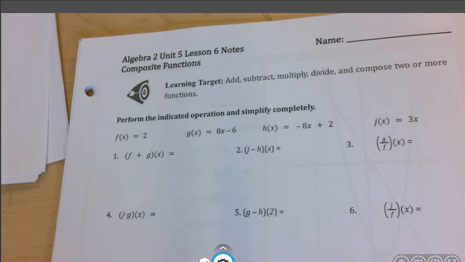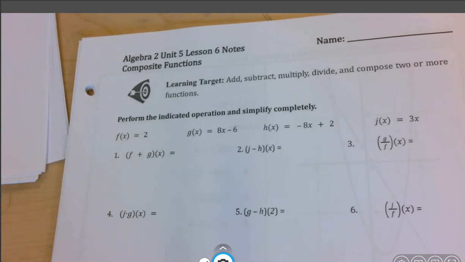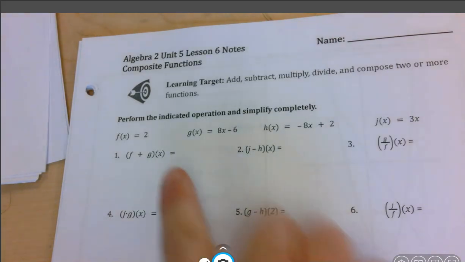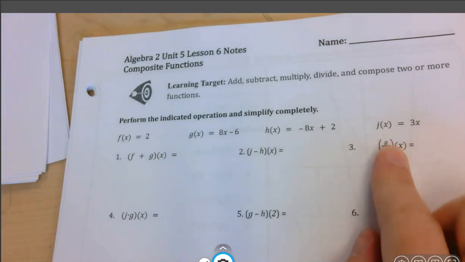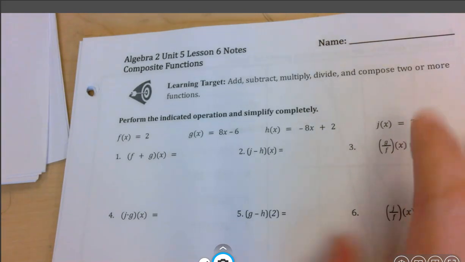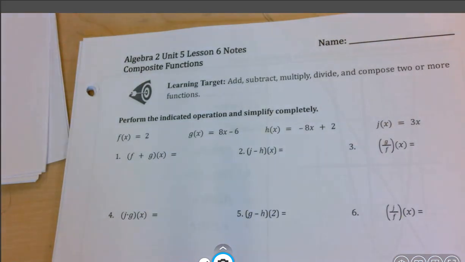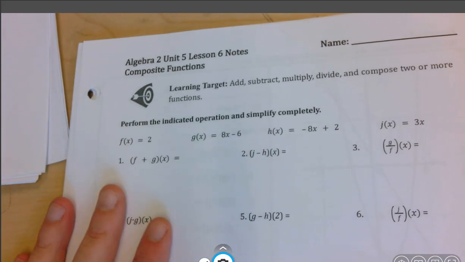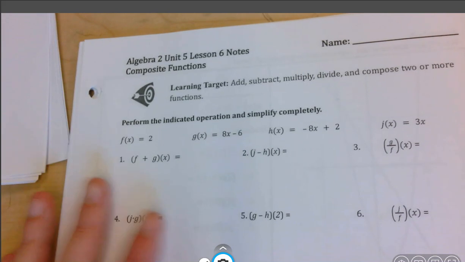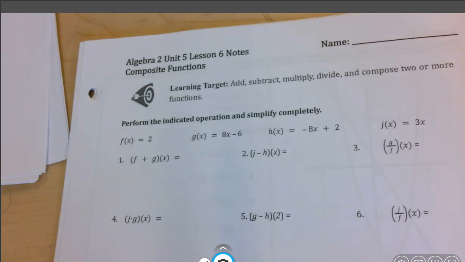All right, so today we're going to talk about composite functions. Composite functions is when you put together different functions. It is related to adding or subtracting or dividing functions, but composite functions are actually a different idea where you put one function into the other function. Okay? All right, so let's look at first just the adding, subtracting, multiplying, and dividing. And then after that, we'll look at what happens when you put a function into a function.